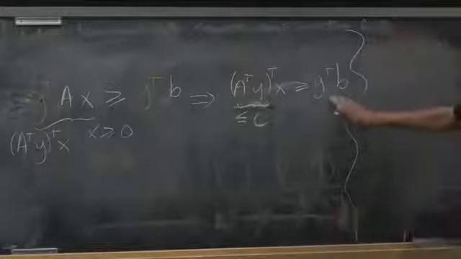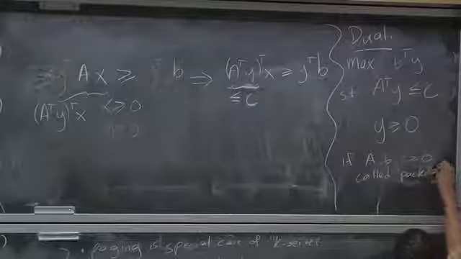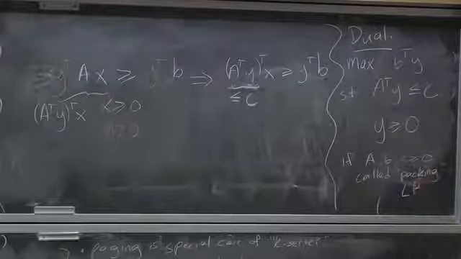And by the way, if A, B, and C are all bigger than 0, this is called, in the literature, a packing LP. So the dual of a covering LP is a packing LP.